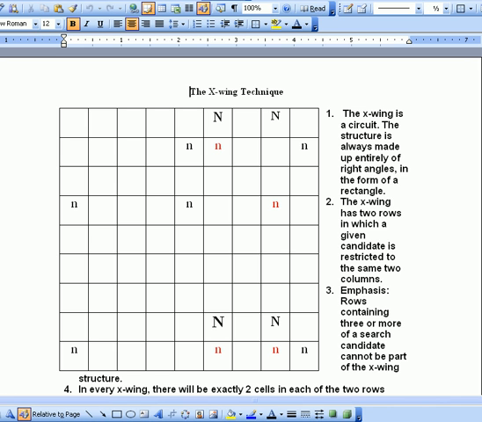The X-wing technique. The X-wing is a circuit. The structure is always made up entirely of right angles in the form of a rectangle. The X-wing has two rows in which a given candidate is restricted to the same two columns. As you can see here, where we've marked the cells with a capital N, that lays out the structure of a rectangle. Emphasis: rows containing three or more of the search candidate cannot be part of the X-wing structure.